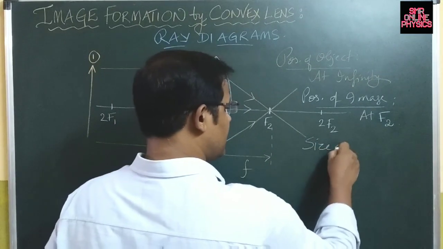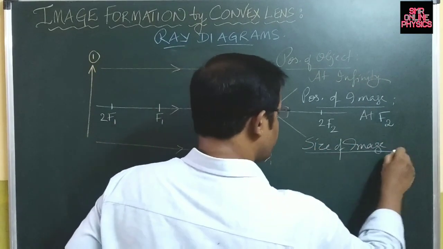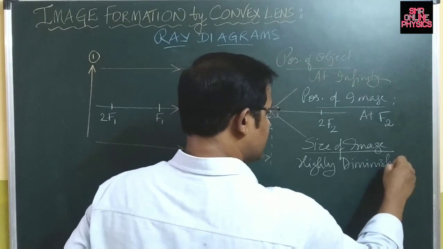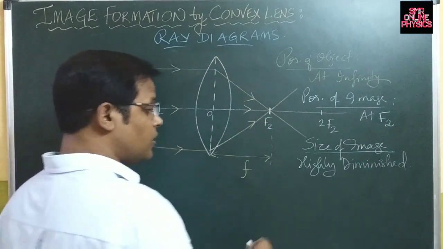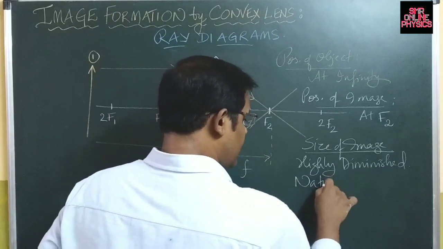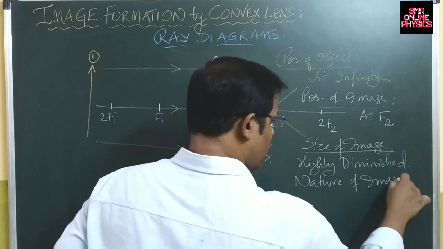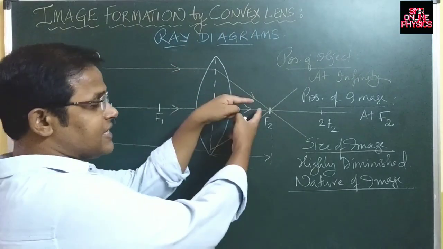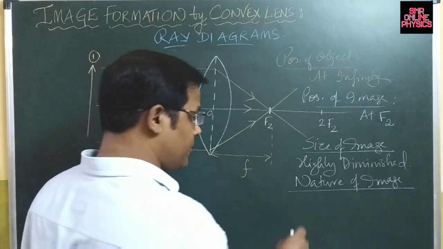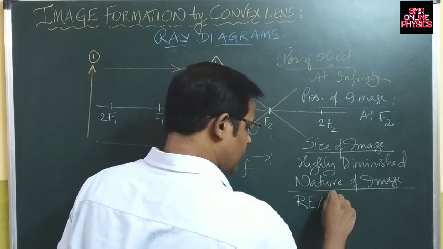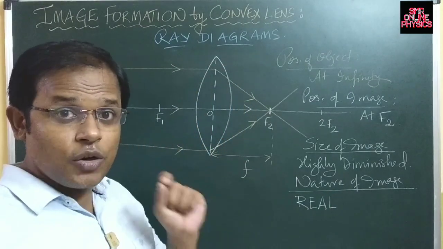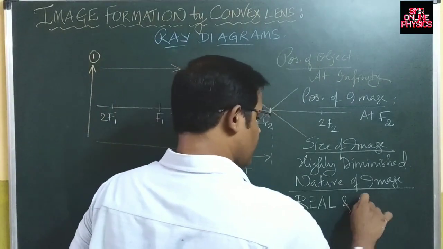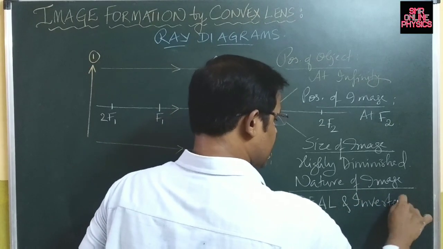The next characteristic to be written is the size of the image. This is called highly diminished, or we can call it point sized image. The last characteristic I want to know is what type of image that is. Nature of the image. The nature of the image can be easily seen from the diagram itself. The refracted rays intersect by themselves and meet at a point. Such kind of image formation always results in a real image, an image which can be easily obtained or cast on a screen. These images are also inverted, that is upside down.